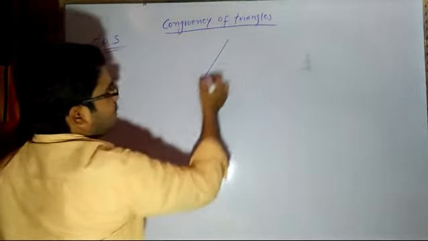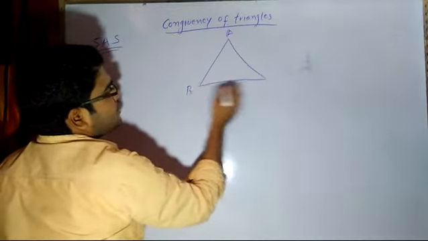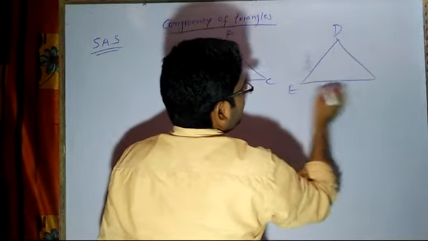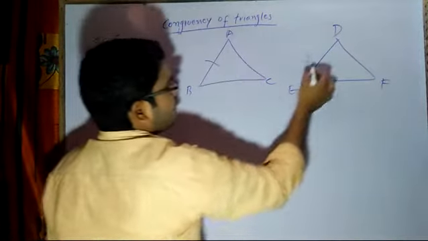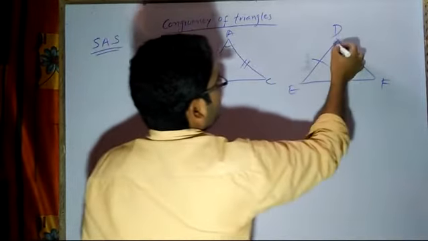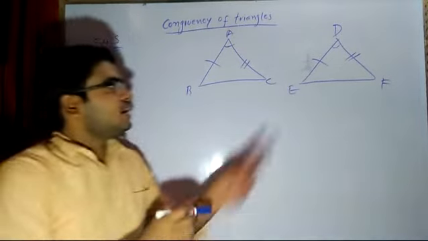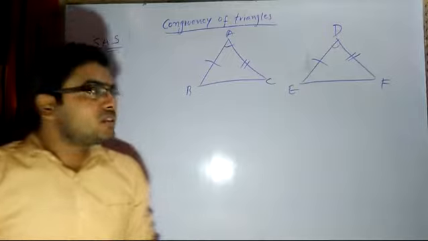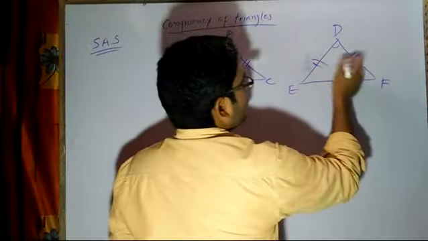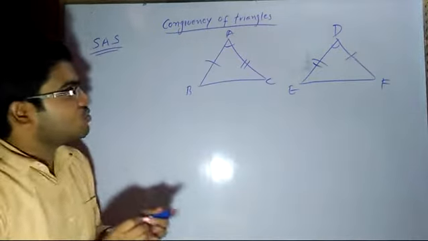Now the second criteria is side angle side. Now if I have a triangle, suppose ABC, another triangle DEF, this side is equal to this side, and this side is equal to this side, and the angle is equal. These two angles are equal. Then I can say that these two triangles are what? They are congruent. Or if I have it like this also, then also I can say that these two triangles are congruent.